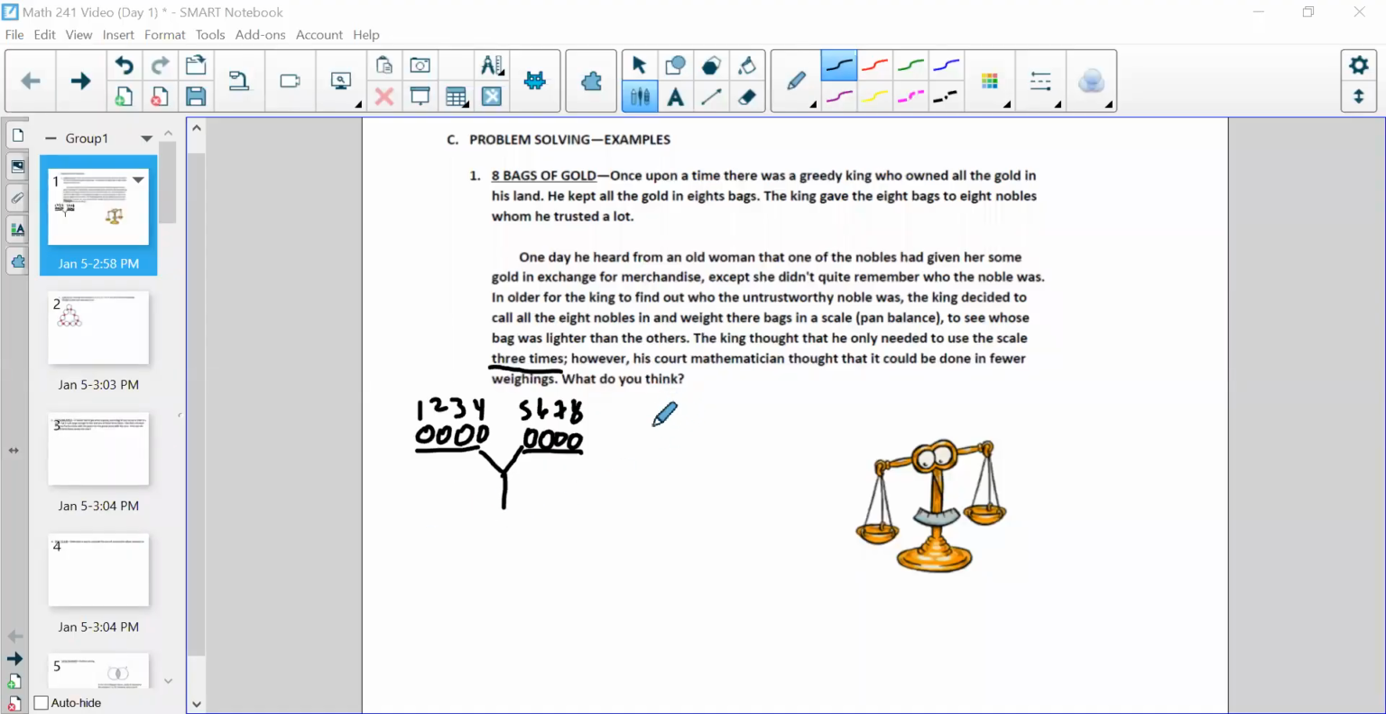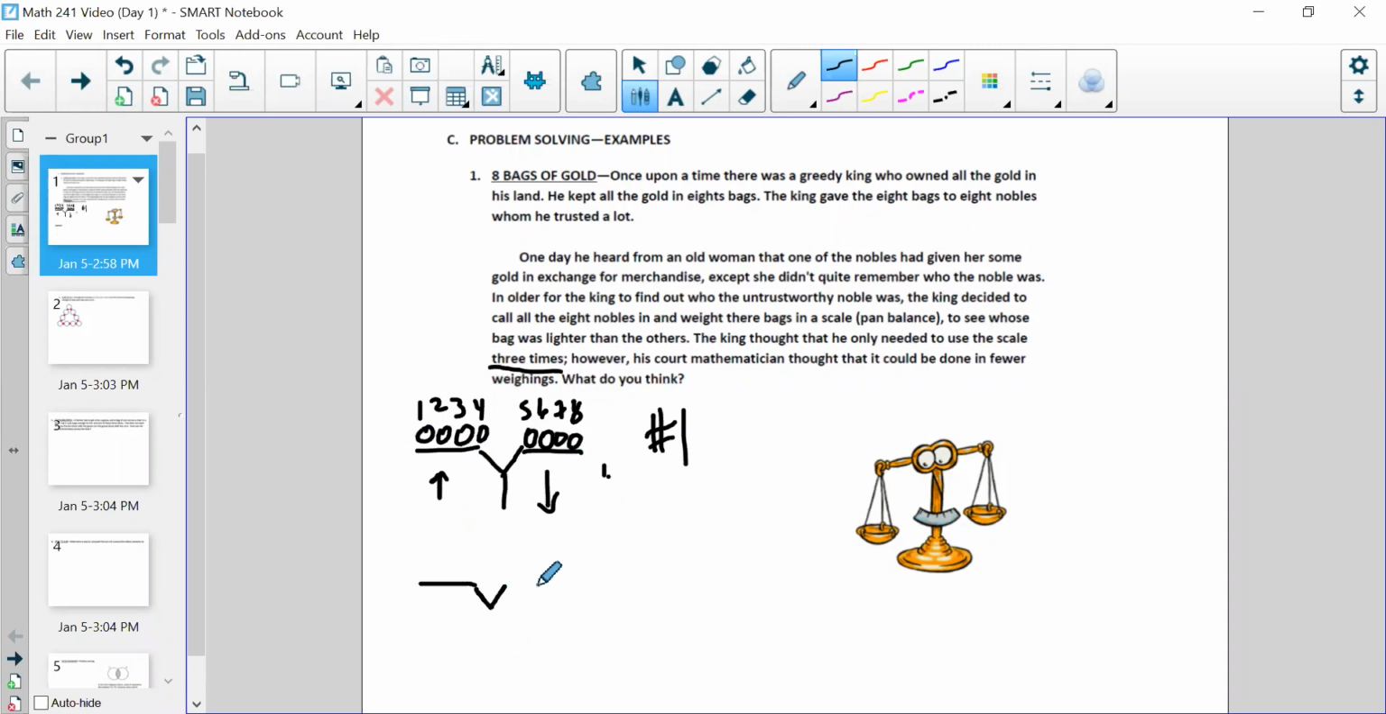So method number 1, to show that you can do this in 3 weighings, and that would be 4 on one side and 4 on the other. So what's going to happen is, let's say this one's heavier, this one's lighter. So there's weighing number 1.